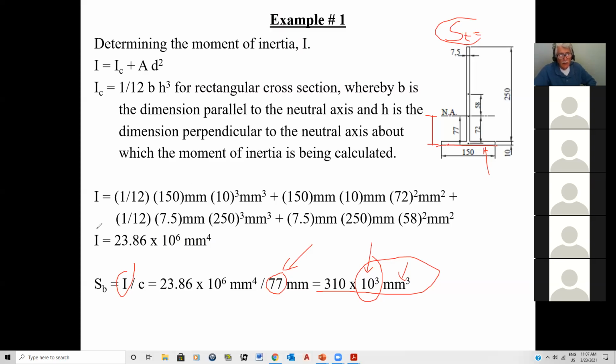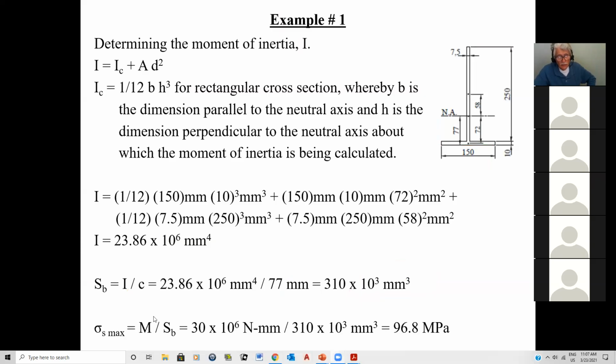Since I've got my I, I've calculated my section modulus, and of course now I know what my moment is, what I can do with this is calculate the stress, which is the bending moment divided by the section modulus. I take 30 times 10 to the 6 because I want to convert to newtons. I had kilonewton meters, and I have to calculate this in newton millimeters. Therefore, I multiply by 1,000,000 divided by this, and I end up with a stress of 96.8 megapascals, which is not much for steel, because steel you can go up to about 350 megapascals. So this steel is not stressed very much, okay? So that's for the steel.